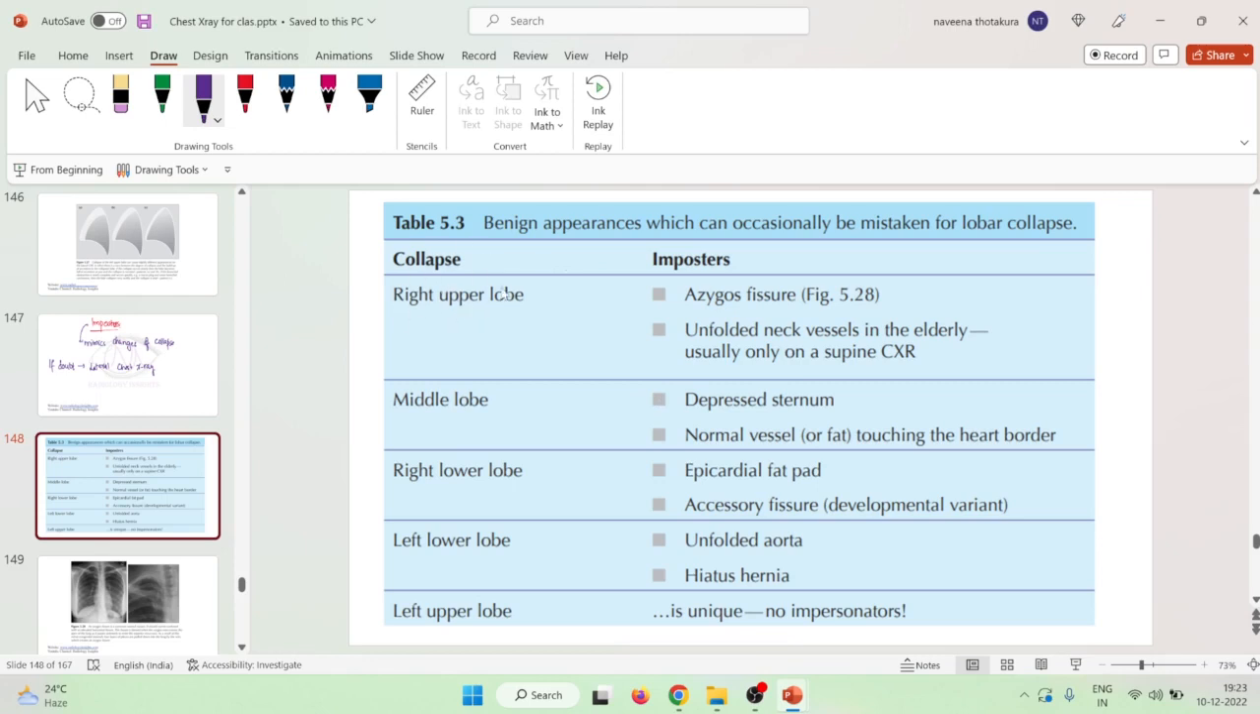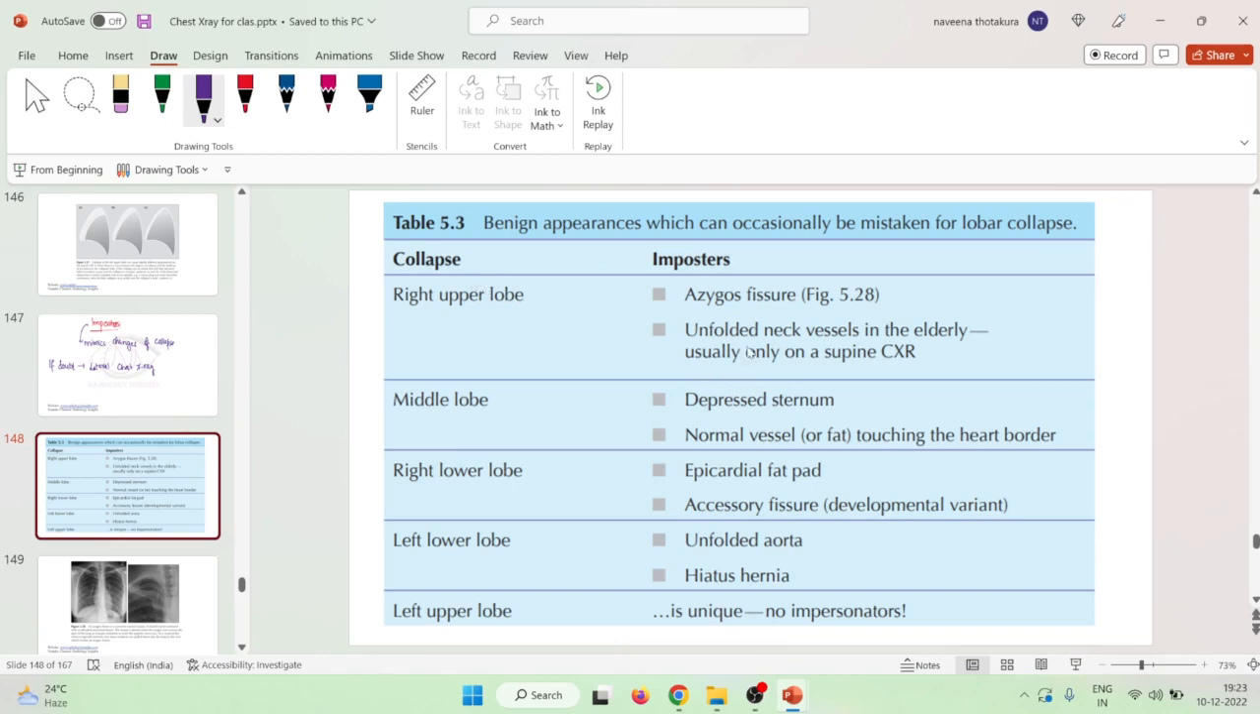Whenever there is a right upper lobe collapse, it might be mimicked by some conditions, like an azygous fissure or unfolded neck vessels in the elderly. These might mimic the right upper lobe collapse.